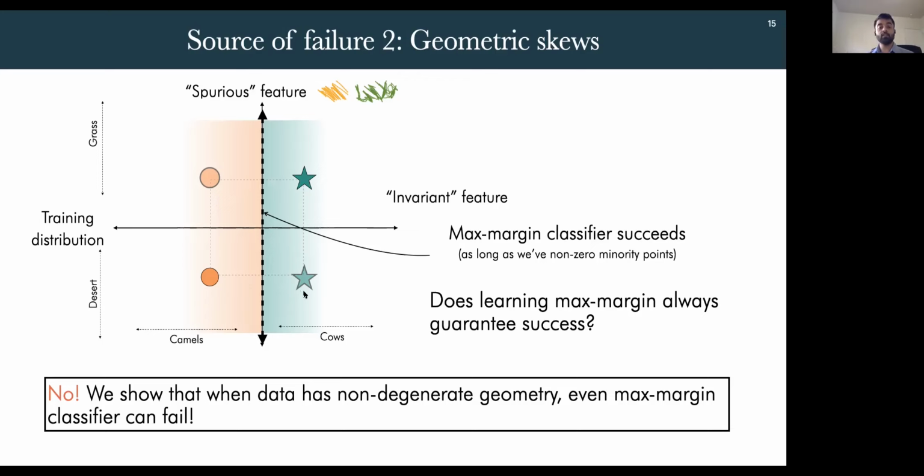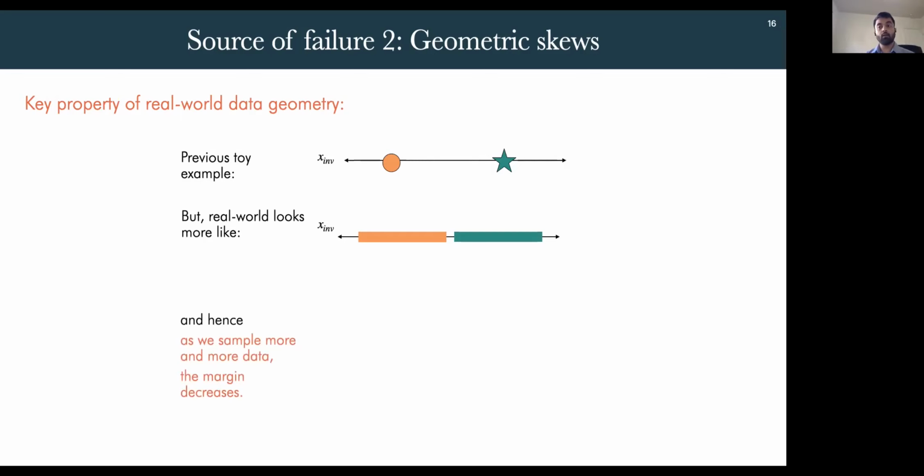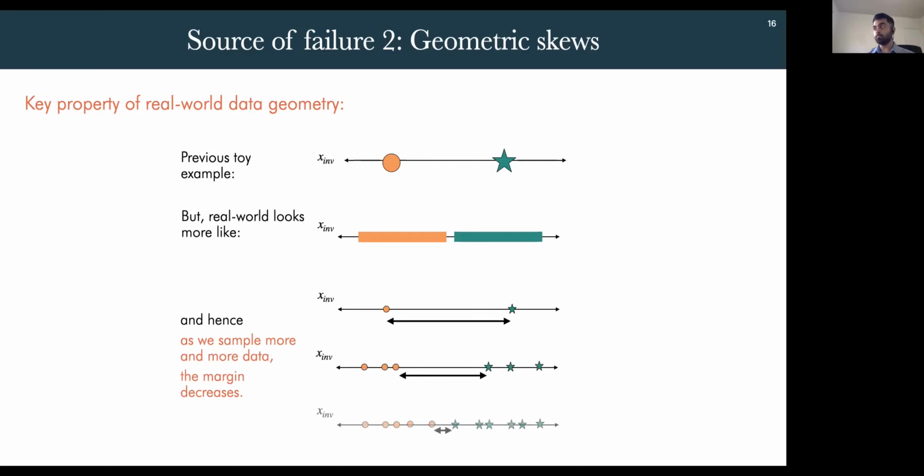Recall that in the previous example, if I were to focus only on the invariant feature, it's all collapsed into just 2 data points. But in the real world, it's reasonable to imagine that the distribution of the invariant feature looks a lot more interesting. It's going to have a lot more diversity. You're not going to see the same cow shape and the same camel shape again and again. It's going to be spread out and it'll look something like this. And this leads to a very crucial property about the geometry of these data points. In particular, as I sample more and more data, the margin of separation along the invariant feature is going to get smaller and smaller.